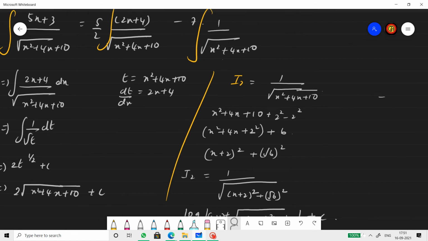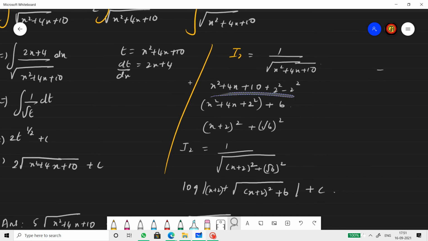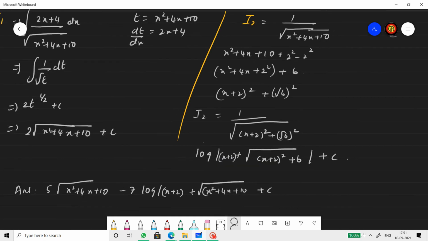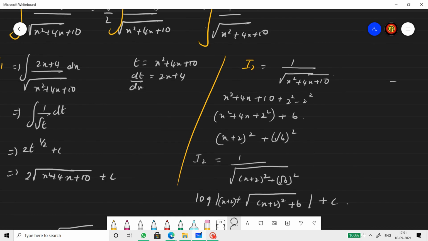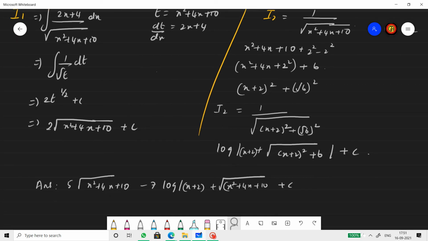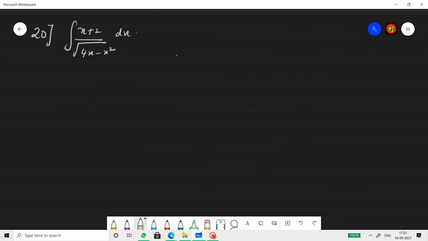Now coming to I2, which is this, where we have to follow completing the square because the numerator is 1 and there is no coefficient for x square. So take the denominator separately, complete the square, put it back, apply the special integral formula, and there you get the answer for I2 also. In the end, substitute the I1 answer and I2 answer in their respective places. So you get this as your answer.